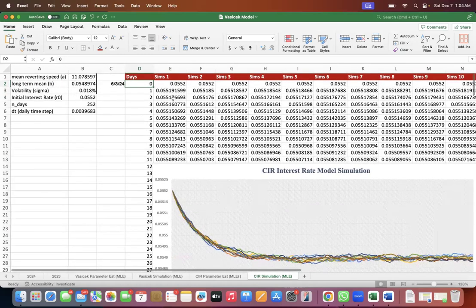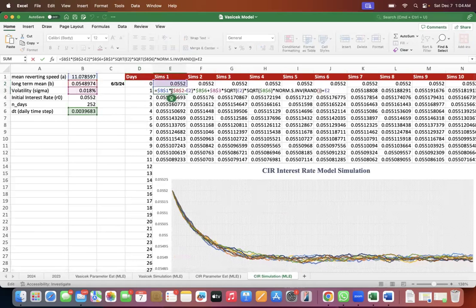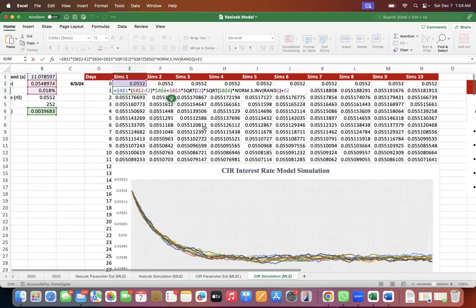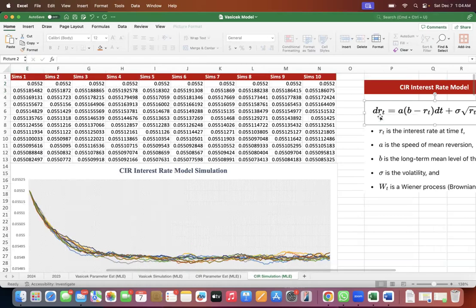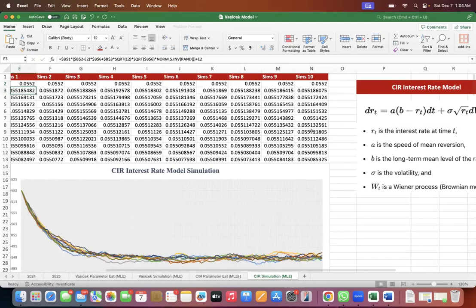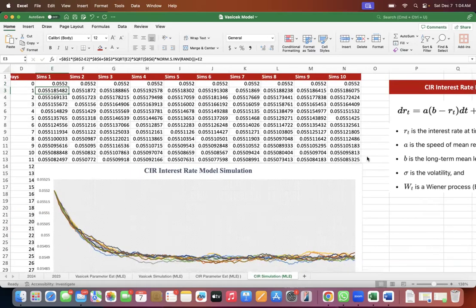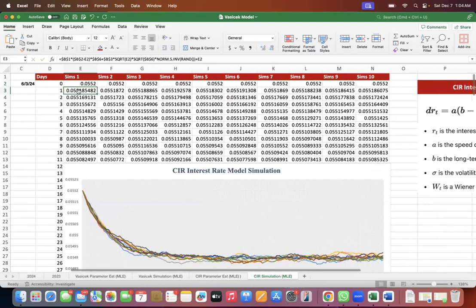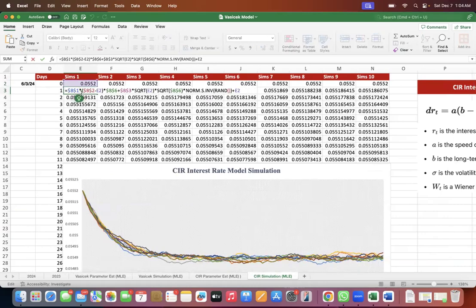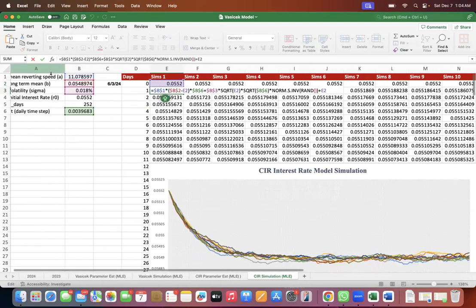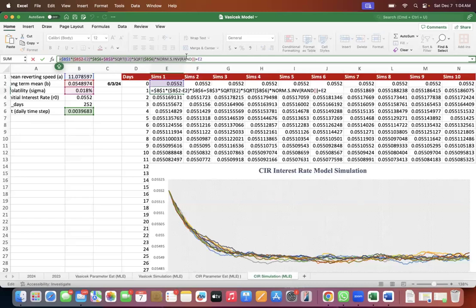Okay. So the first thing we have to do is use this equation: dRt is equal to A times (B minus Rt) dt plus sigma square root of Rt dWt. We have to use this equation to simulate the first value. So let's understand how I have simulated. Just remember, this is the dRt term, and I'm adding the previous day interest rate to get the current interest rate.